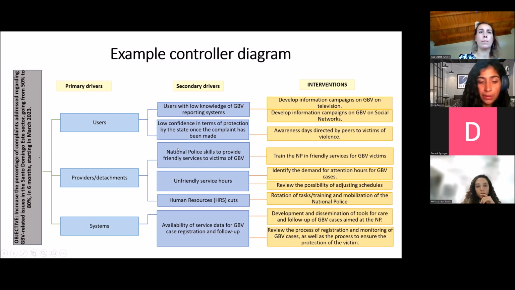Siguiendo aquí el ejemplo, mencionando esto de los usuarios con bajo conocimiento, la intervención propuesta en este ejemplo es desarrollar campañas informativas sobre violencia basada en género, y propone dos actividades: una en televisión y otra en redes sociales. Sé que el equipo va a compartir esta presentación para que puedan ver los ejemplos con más detalle.